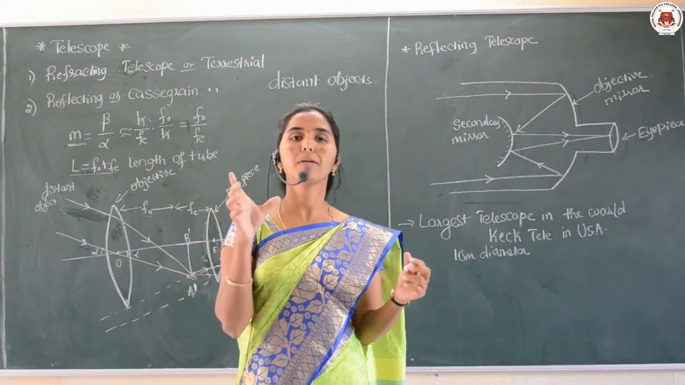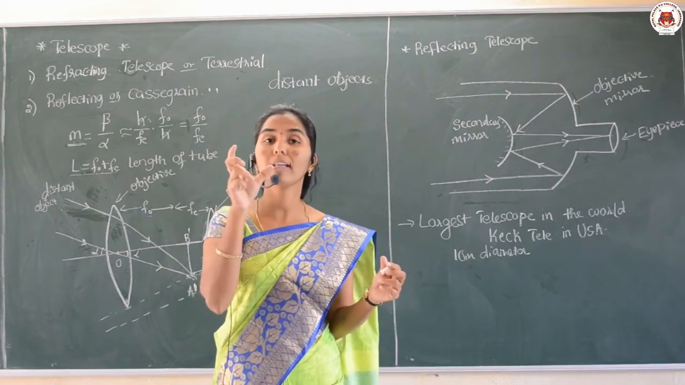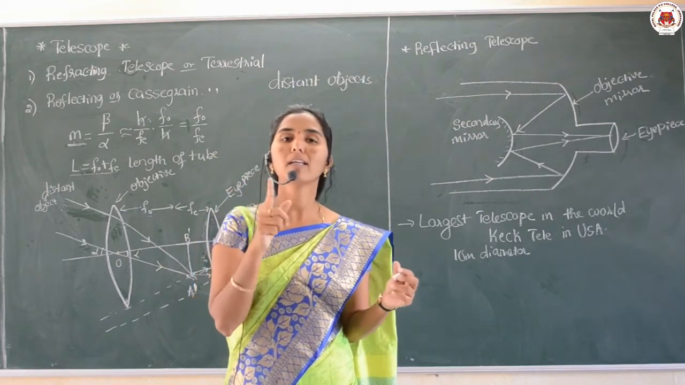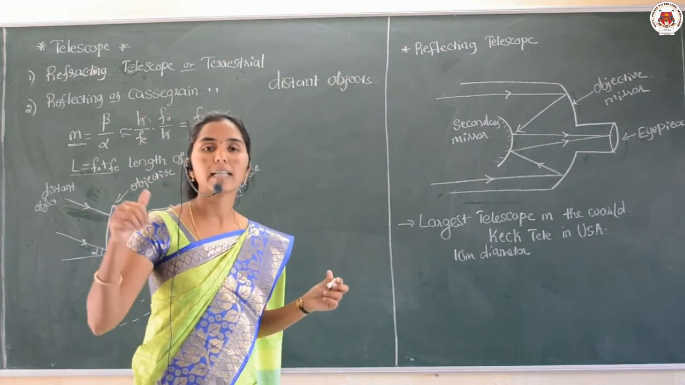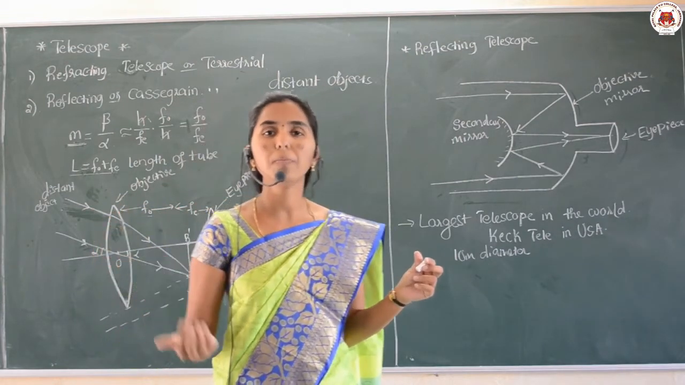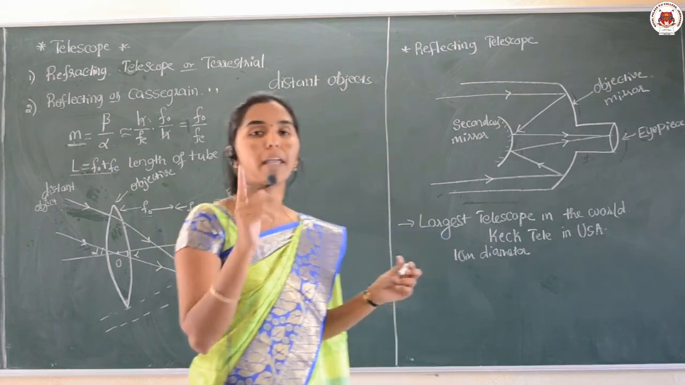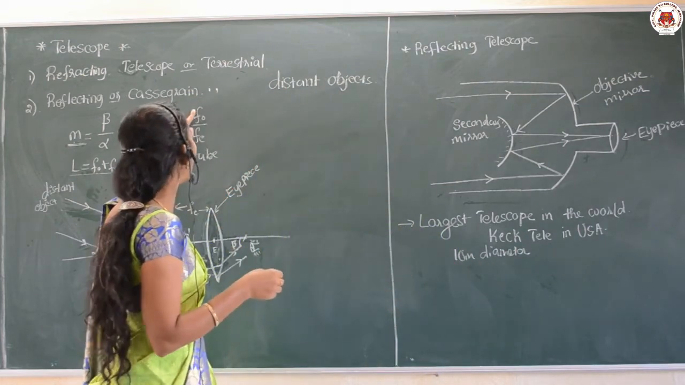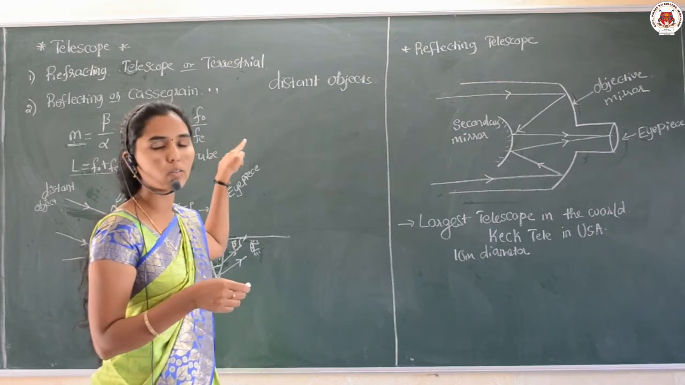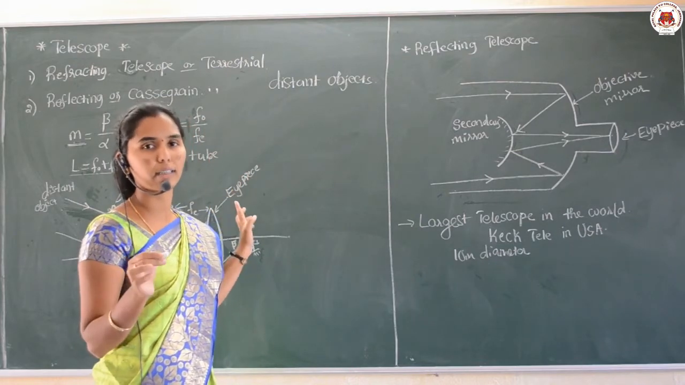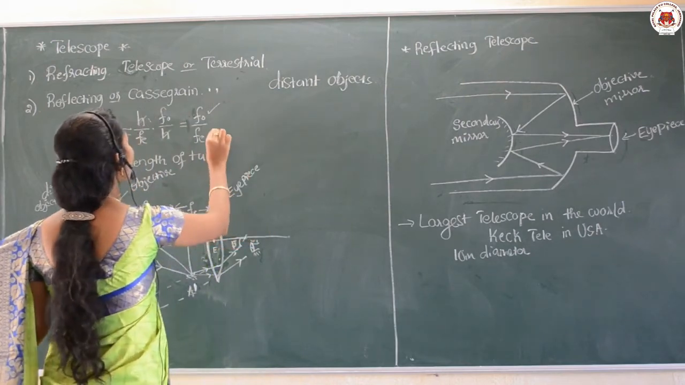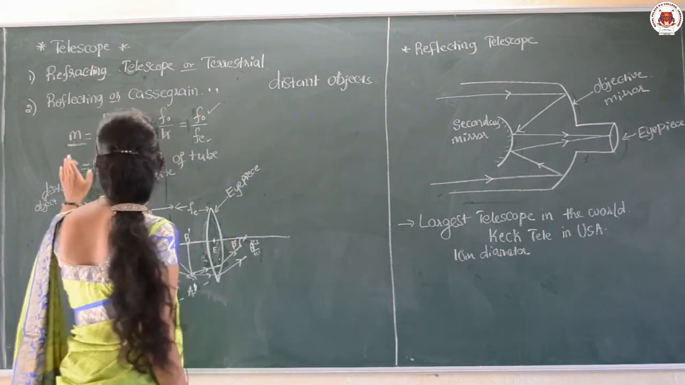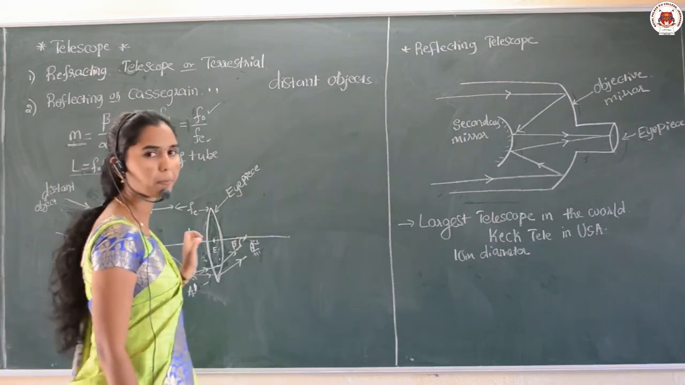The magnifying power means you have to highlight the focal length. The magnifying power of the telescope, that is a refracting telescope, can be increased by using the objective of a large focal length. Yes, fo should be increased here, then fe should be decreased, then you can get more magnifying power.